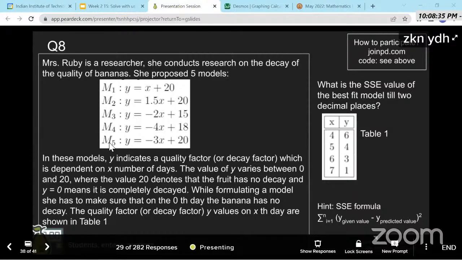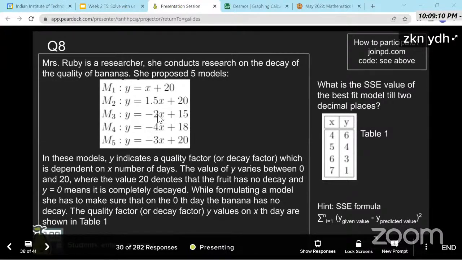Now let's go to M3. It says that Ruby has to make sure that when x is 0, y should be 20. On the 0th day, the banana has no decay. That means on the 0th day, the y value must be 20, because when y is 20, that indicates it has no decay. That is what she has to make sure.